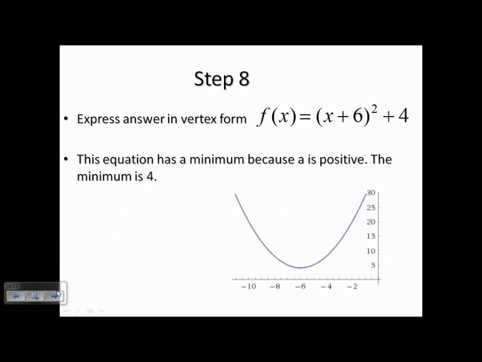My poor penmanship. This is vertex form. I can see that it's going to have a minimum value because the positive a term tells me that my parabola opens up, and I can see that that minimum value is going to be plus 4. The x-coordinate of that vertex is negative 6. Remember, this positive 6 corresponds to a negative 6.